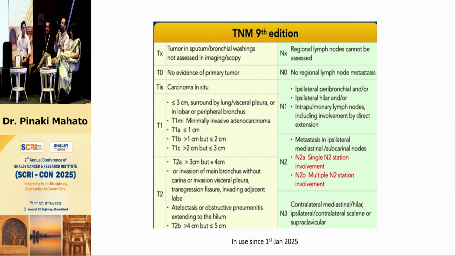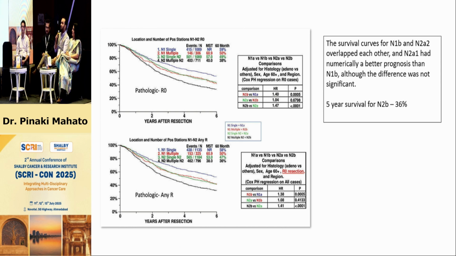So I'd just like to add a point. There's no limit to how specific you can be, because even now they are subdividing N2A. So now there's N2A1 and N2A2. That'll be a single station N2 with N1 or without N1. So there's no limit to how deep you can dwell into these things. The prognosis goes down once it becomes multi-station. That is what I could understand from this slide. But if you divide into N2A1 and N2A2, as you said, that is difficult. What TNM is saying is to divide into N2A and N2B.